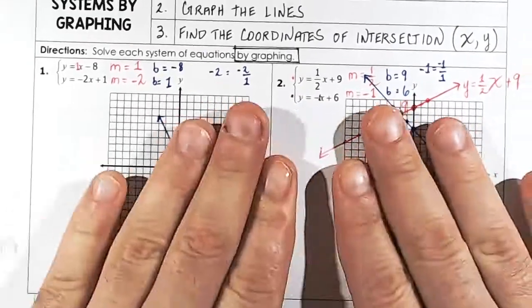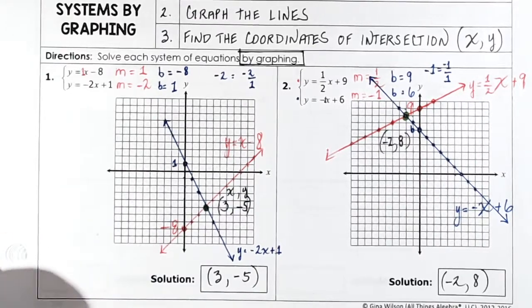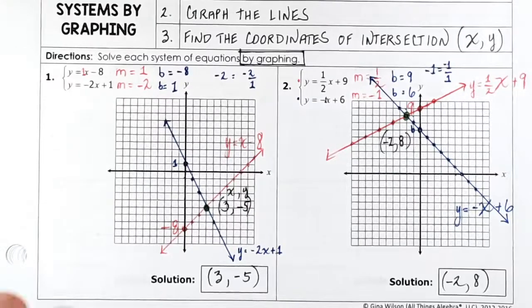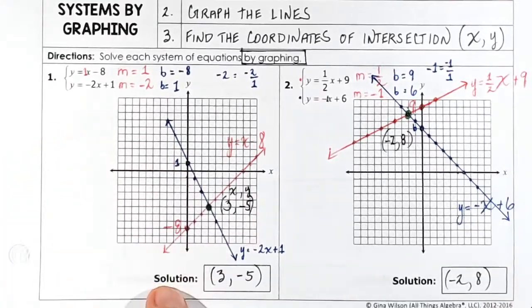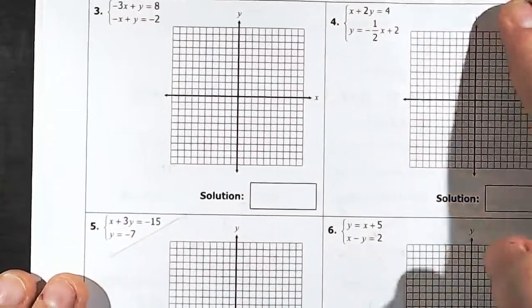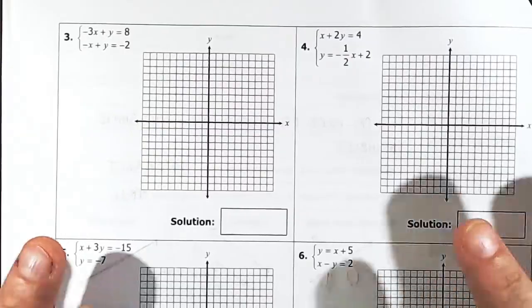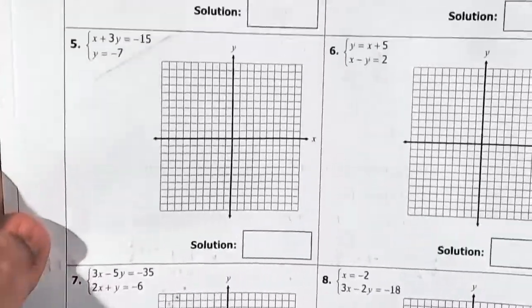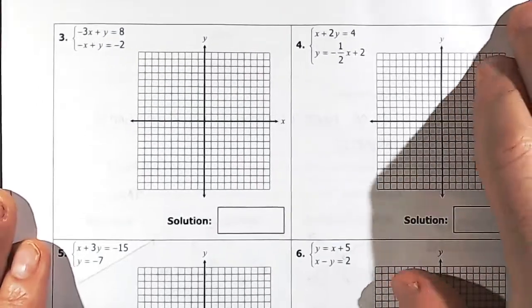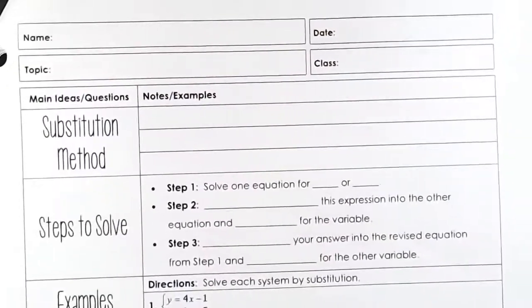Okay, so this is where your paper needs to look right now. All right, so make sure you got that done, and we'll flip to the next page. And that would be the back of the first page. And what we're going to be doing on all of these is completing these problems right here. Let me just take a look further in the packet. We're going to have a lot of examples to work.